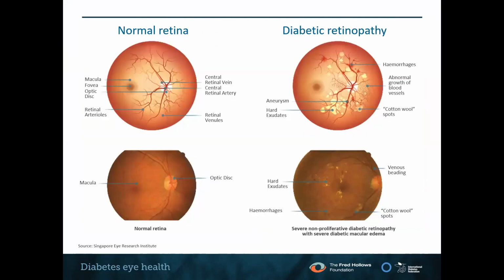This retinal photo shows the difference between a normal retina and a retina with severe non-proliferative diabetic retinopathy with severe diabetic macular edema. Approximately one third of people with diabetes will have diabetic retinopathy, and approximately one third of those will have a form of diabetic retinopathy that threatens their vision and requires treatment. These photos demonstrate that timely referral is crucial to ensure early intervention.